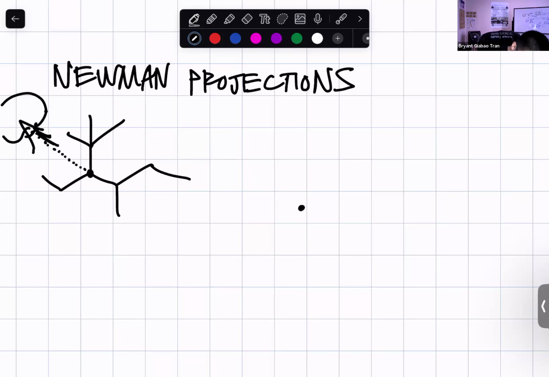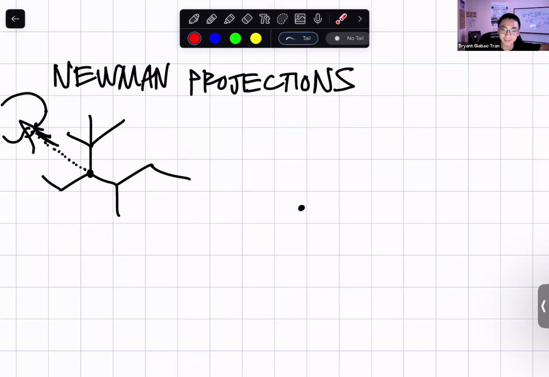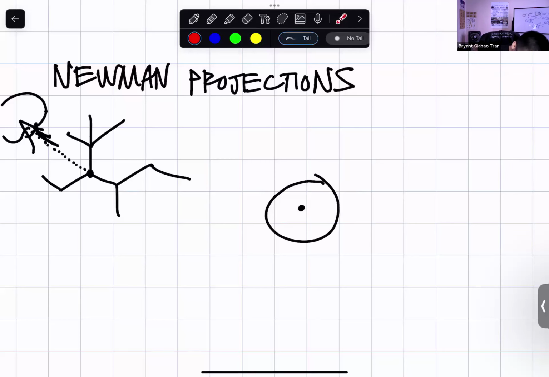That's going to be represented by this dot right here. You do not see this bond behind it. That bond is invisible to you, right? It's right behind that carbon, so you can't see that. But you do see the groups behind it, because they're sticking out. So the carbon behind it is going to be represented by a big circle, like that. This big circle right here is that carbon on the back. This point in the front is that first carbon that you directly see.